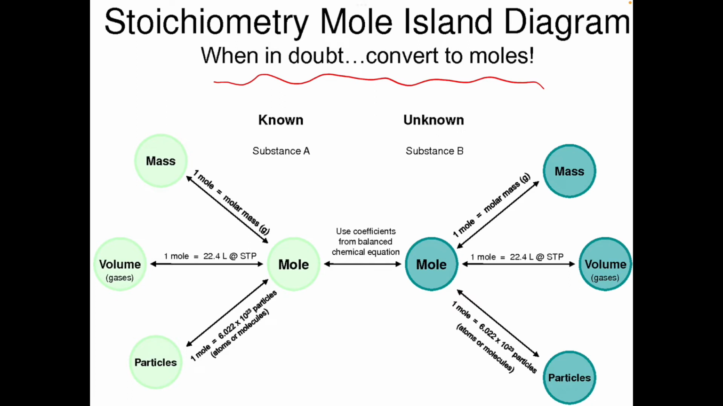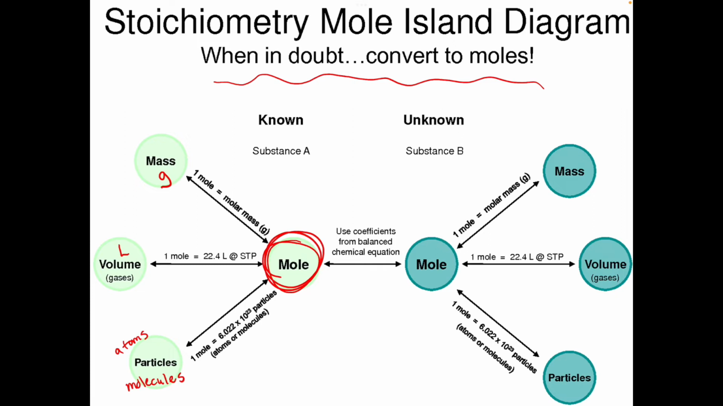So whatever you're starting with, whether it's your mass in grams, your volume in liters, your number of particles like atoms or maybe molecules, it doesn't matter what you're starting with. Everything needs to get converted to moles. This mole island diagram is useful because it tells you how to do it. So if you start with grams, you're going to use 1 mole equals the molar mass. If you start with particles, you're going to use 1 mole equals 6.022 times 10 to the 23rd. And we'll learn this one for volume a bit later.